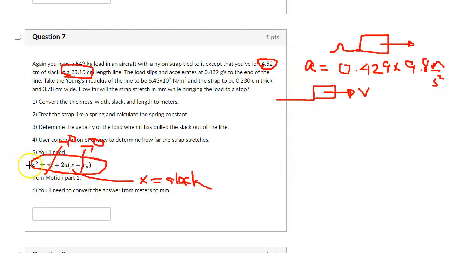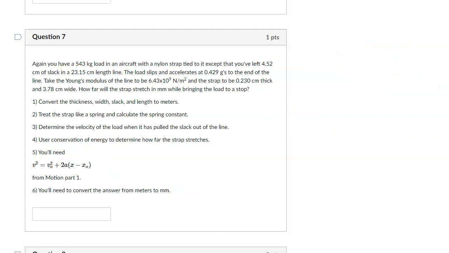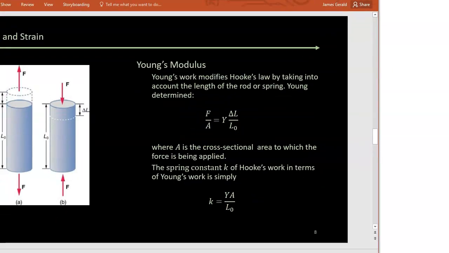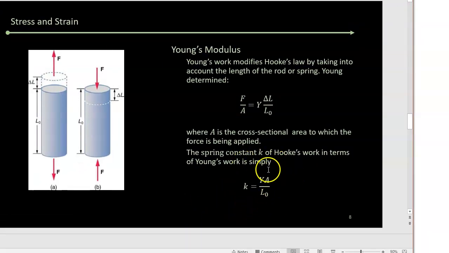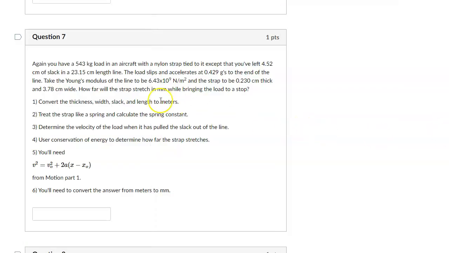And so you go through and you figure out how fast this is going when it hits the limit of the strap. And then I gave you a nice little hint here. We're going to use conservation of energy, and we're going to treat the strap like a spring. If you treat it like a spring, then we need a spring constant, YA over L naught. And so you know how to calculate A. You're going to convert the thickness and the width into meters, multiply them together. That gives you your area.